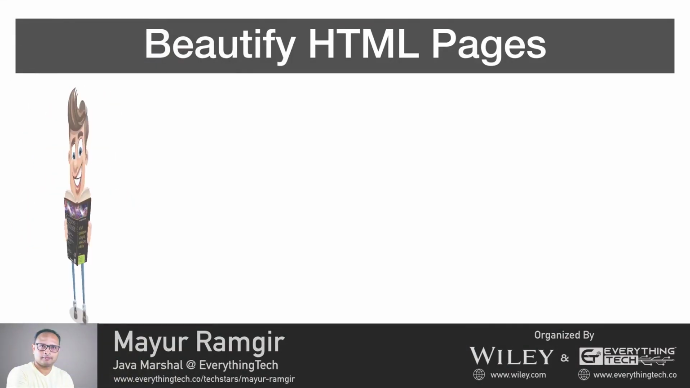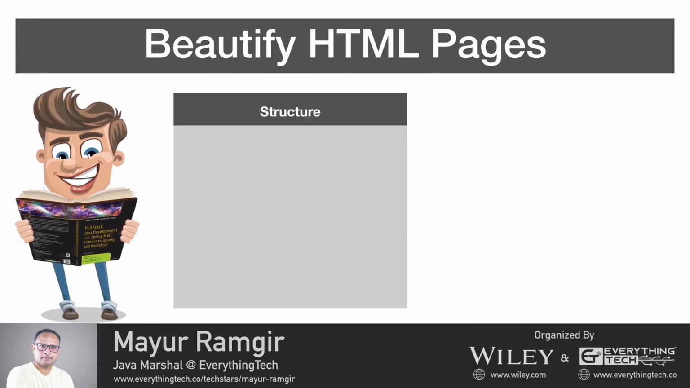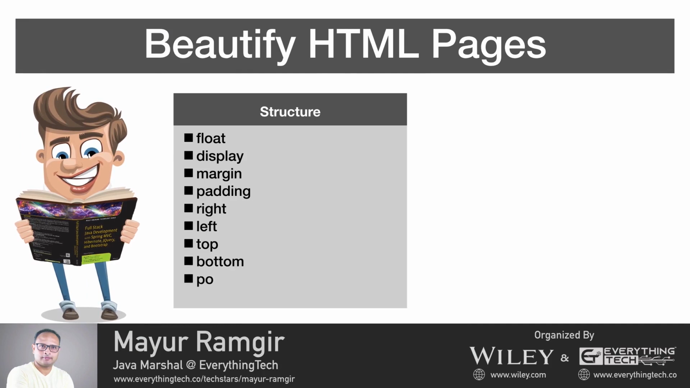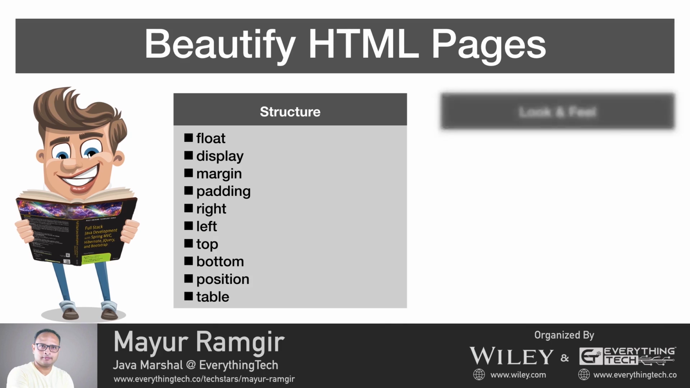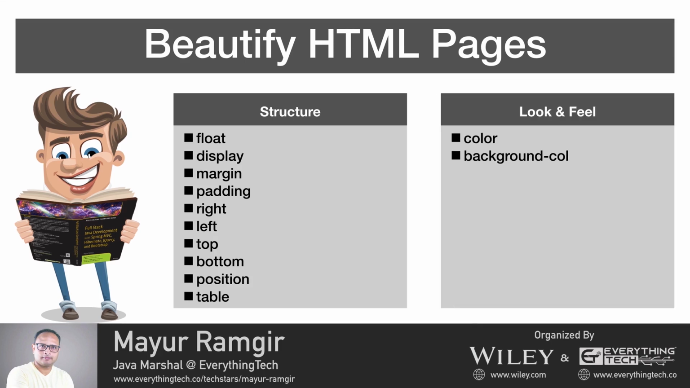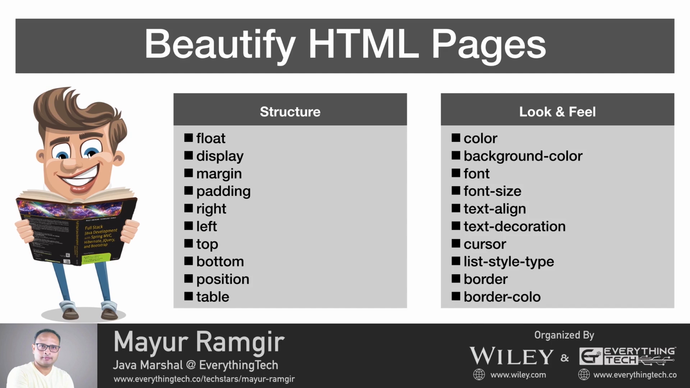Beautify HTML pages. As we have seen earlier, there are two ways CSS affects the HTML pages. On the structure side, CSS offers a lot of properties like float, display, margin, padding, right, left, top, bottom, position, table, etc. And on the look and feel side, CSS offers color, background color, font size, text align, text decoration, cursor, list style type, border color, etc.